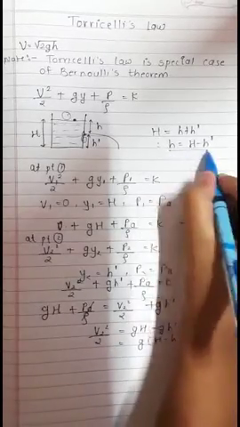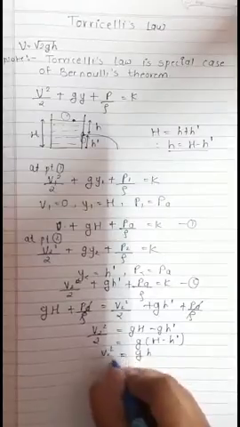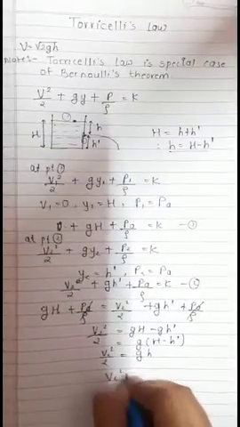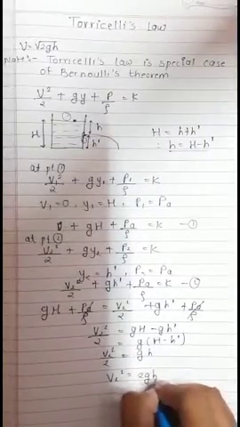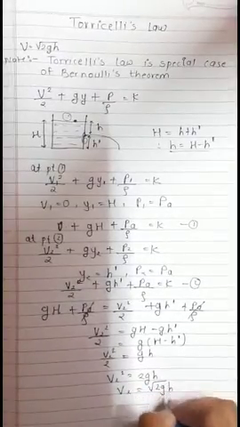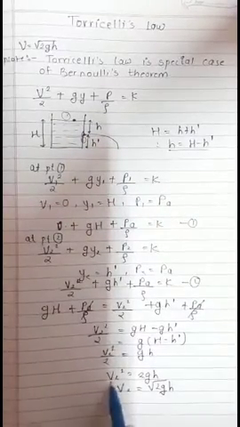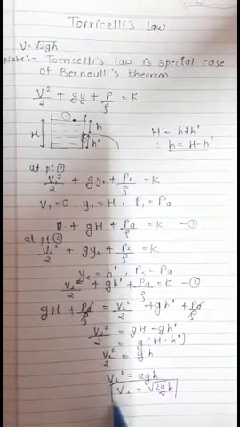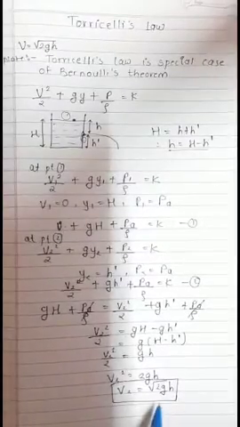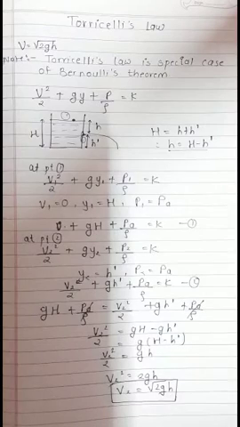So from here we get that h equals H minus h dash. So v2 squared equals 2gh. So v2 equals under root 2gh, where v2 is the velocity from the hole. And here we got the relation, which is nothing but the mathematical expression of Torricelli's law with the help of Bernoulli's theorem.